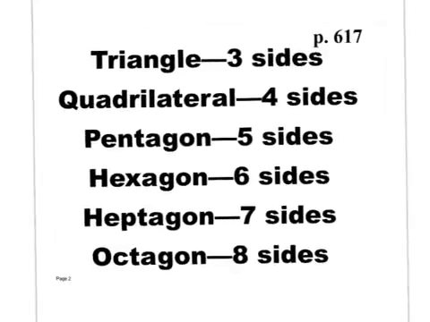All right, now these are the names of certain polygons: triangle, quadrilateral, pentagon, hexagon, heptagon, octagon. Those are the common ones. There's 2 more that I left off. You can look them up on page 617 in your book. 9 sides is called nonagon. 10 sides is decagon. Anything after that isn't nearly as common. You don't see those.